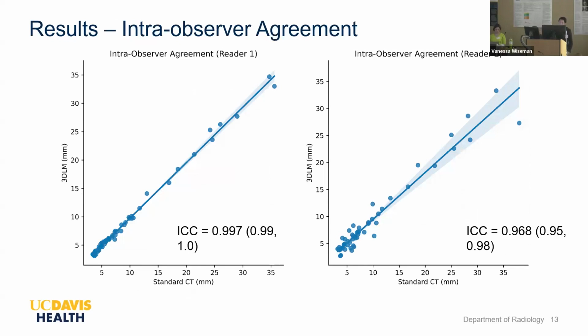We measured the degree of correlation of lung nodule measurements for each reader, reader 1 on the left side and reader 2 on the right side, between the standard CT and 3D landmark scans statistically using the intra-class correlation coefficient. What we have here on this slide are 2 linear regression plots showing high association, and their ICC are of high values.